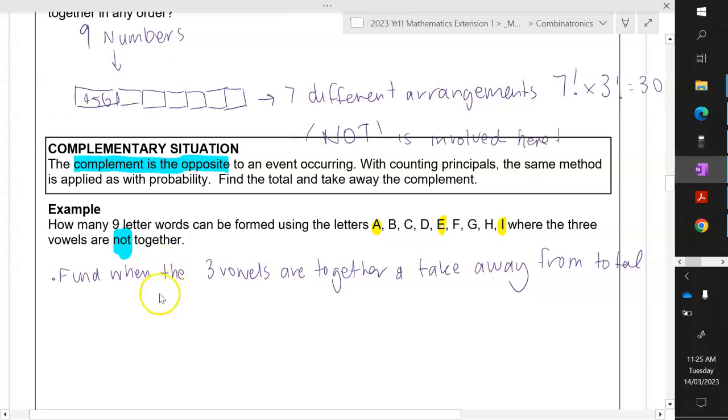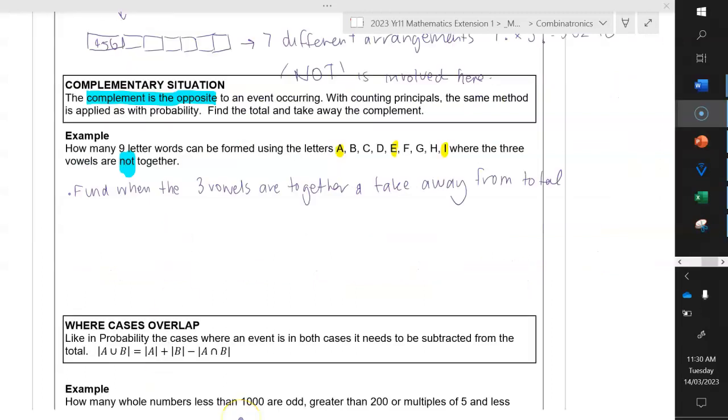We're going to find when the 3 vowels are together, and that will be very similar to the question we did up above where we had the 3 numbers together. A 9-letter word can be formed in 9 factorial ways. We need to look at what we could do if all the vowels were together. So if the A, the E, and the I stayed together, what do we have? We've got 1, 2, 3, 4, 5, 6 other possible letters.